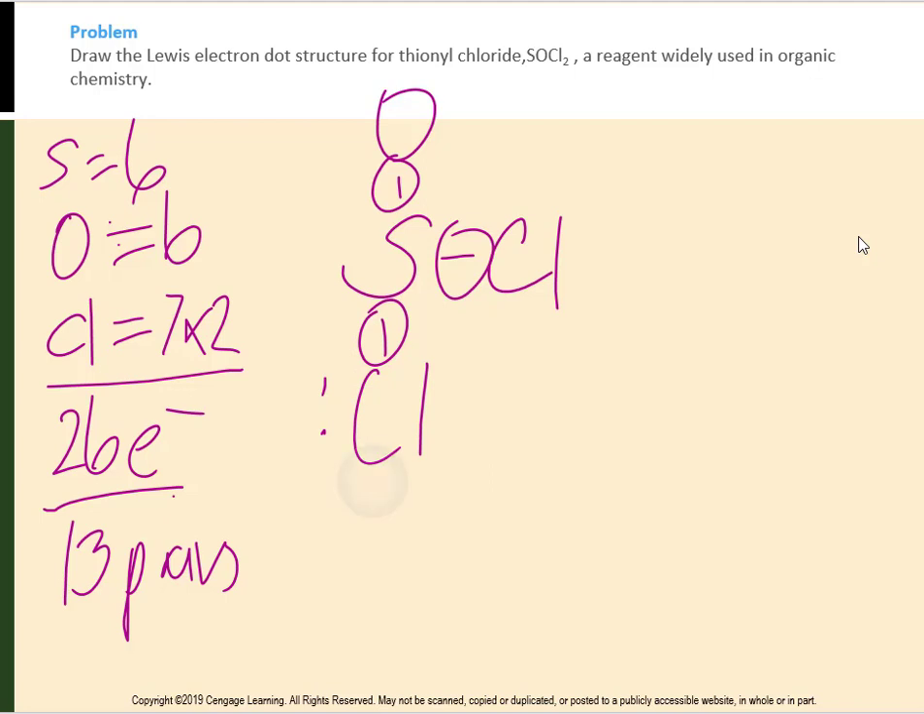You know, chlorine, 1, 2, 3, 4, 5, 6. So chlorine now has 8 total electrons, right? The 3 lone pairs plus the bond with sulfur. So that's 8 for chlorine. We've got to have another one up here. That gives that chlorine 8. This oxygen, 1, 2, 3, 4, 5, 6, and then the bond with sulfur is 8. But if we do a count check here, I've got 1, 2, 3, 4, 5, 6, 7, 8.